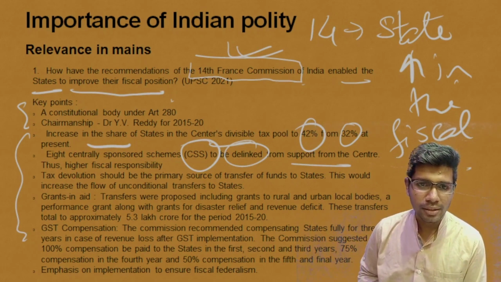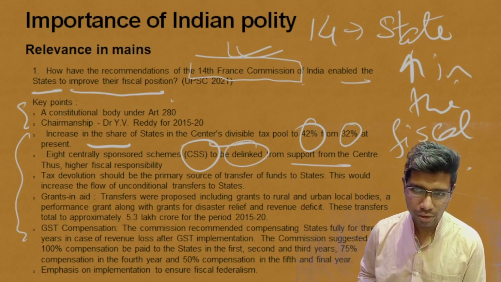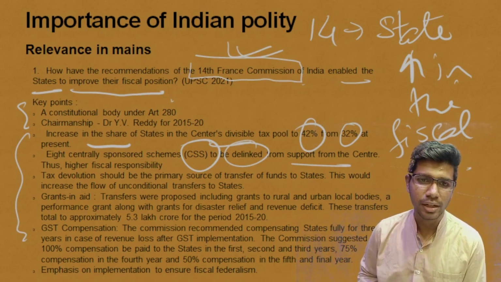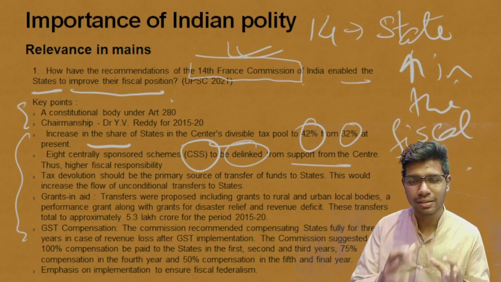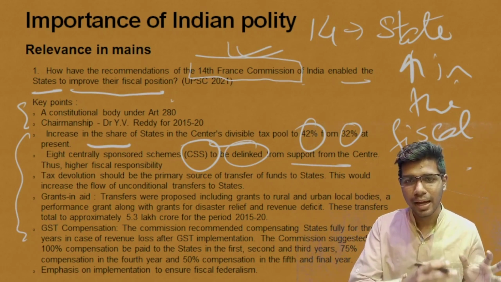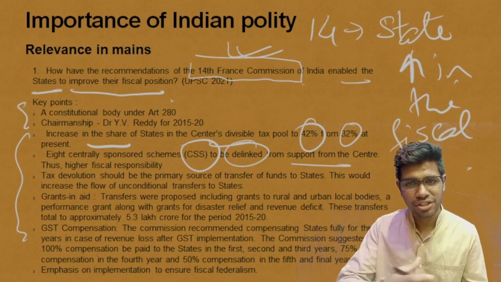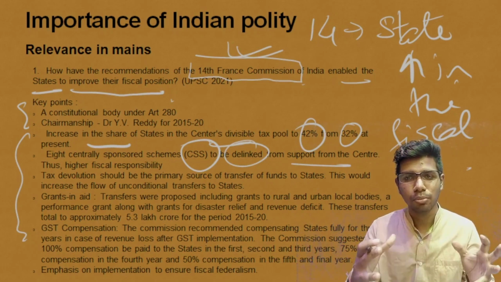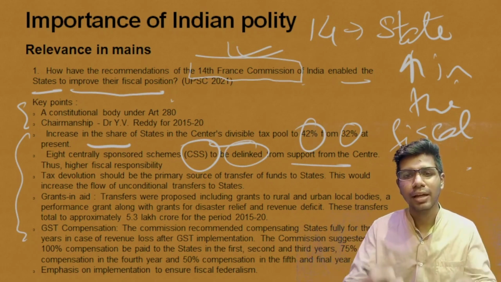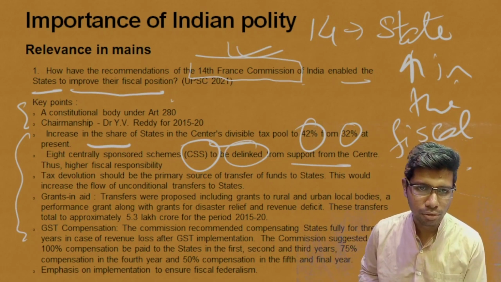The next point, tax devolution is to be the primary source of transfer of funds, and this would increase the devolutions. Basically, what is devolution? There is a central pool of taxes collected by the center, and that pool of taxes is sometimes shared with the states. So that tax pool needs to increase so that states have more funds and can utilize them for the development of the states. That is also said here.